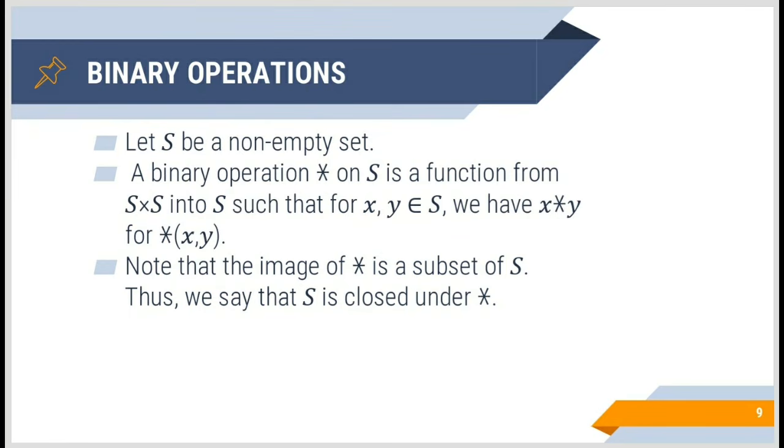Binary operations. Let S be a non-empty set. A binary operation on S is a function from S times S into S, such that your x and y are elements of S. Note that the image of the binary operation is a subset of S. Thus, we say that S is closed under the binary operation. Another way of saying it, a binary operation is an operation that applies to two quantities or expressions x and y.